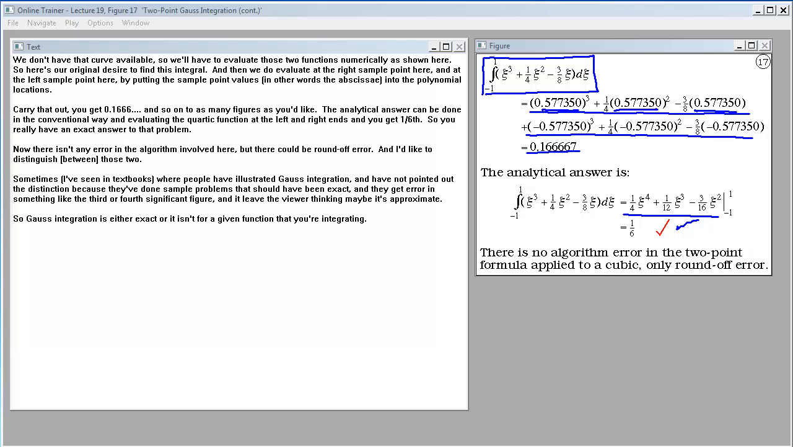Now, there isn't any error in the algorithm involved here, but there could be round-off error, and I'd like to distinguish those two. Sometimes, and I've seen in textbooks where people have illustrated Gauss integration and have not pointed out the distinction, because they've done sample problems that should have been exact, and they get error in something like the third or fourth significant figure, and it leaves the viewer thinking maybe it's approximate. So Gauss integration is either exact or it isn't for a given function that you're integrating.